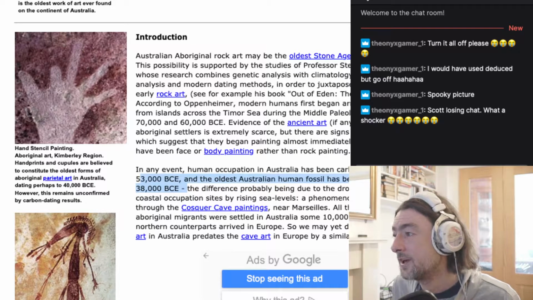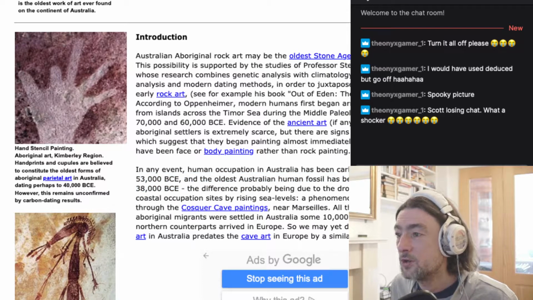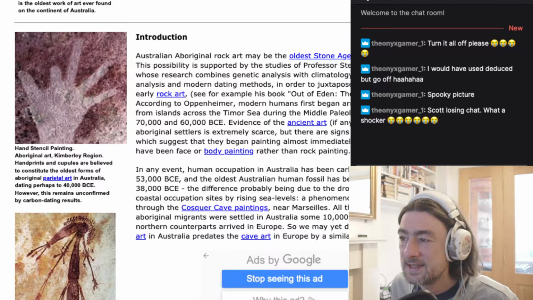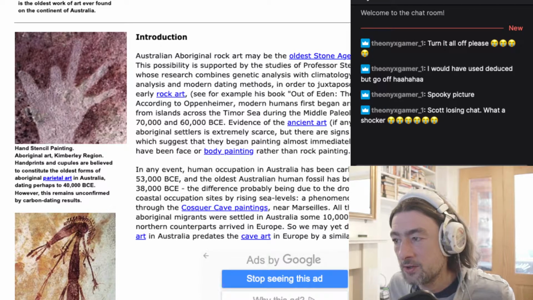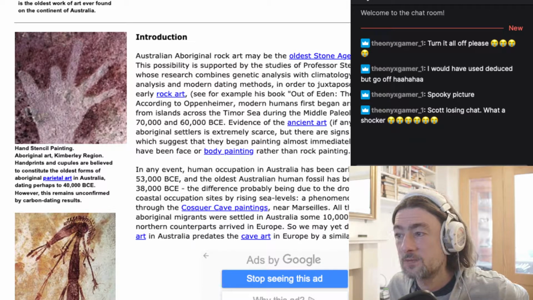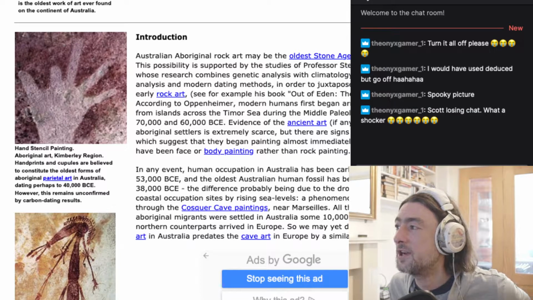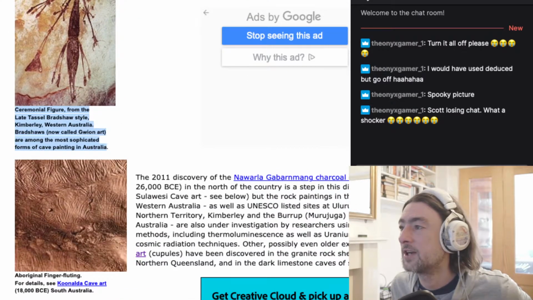Fair enough. We keep finding out that it's old. That's cool. Ceremonial figure from the late Tassel Bradshaw style, Kimberley, Western Australia. Bradshaws, now called Gwion art, are amongst the most sophisticated forms of cave painting in Australia. So that's come up again, the Bradshaws.